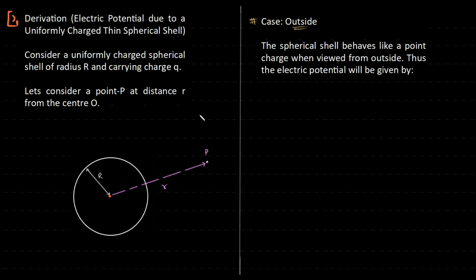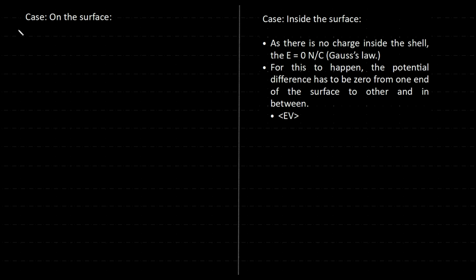If you remember the electric field derivation, we know that a sphere acts like a point charge, and the formulas and behavior remain the same. That's what we have written over here: a spherical shell behaves like a point charge when viewed from outside. Keyword, can't miss that. Thus, the electrical potential will be given by kQ/r for r greater than R. Now, on the sphere, here too it will be kQ/R.